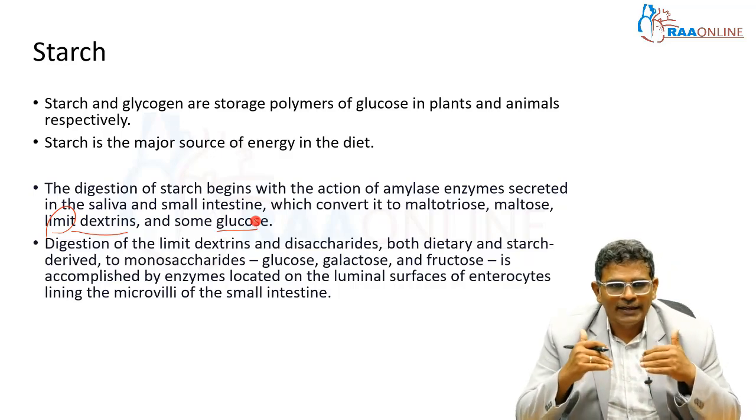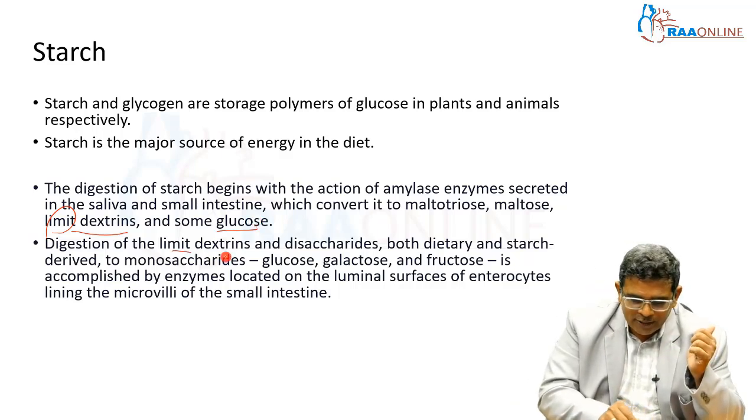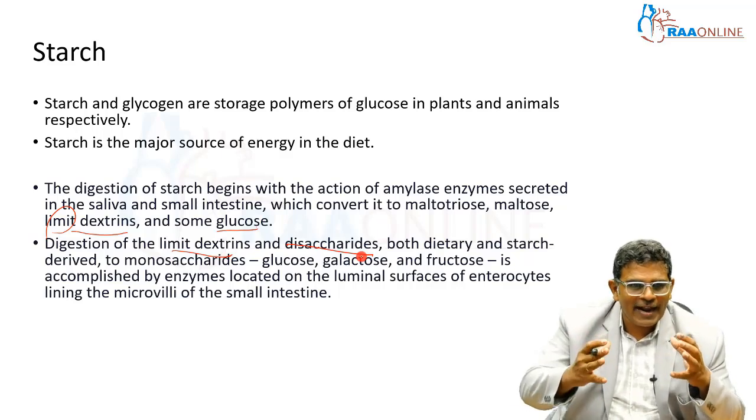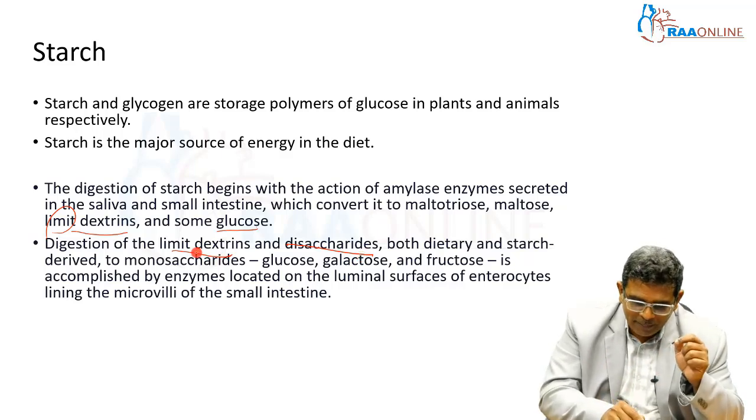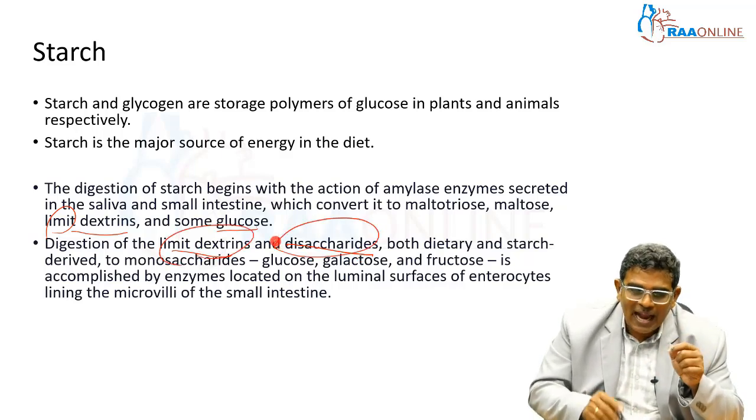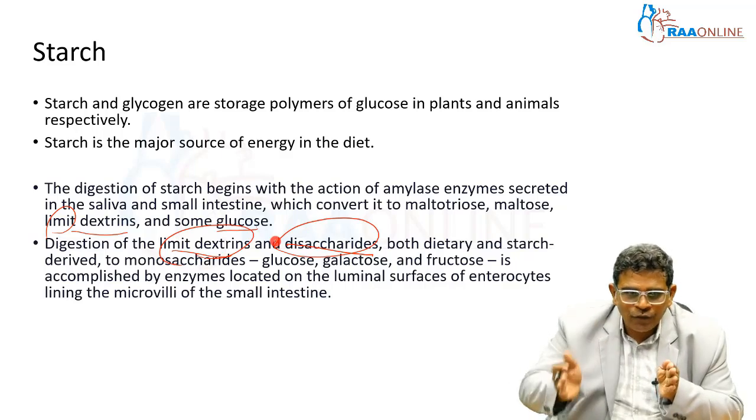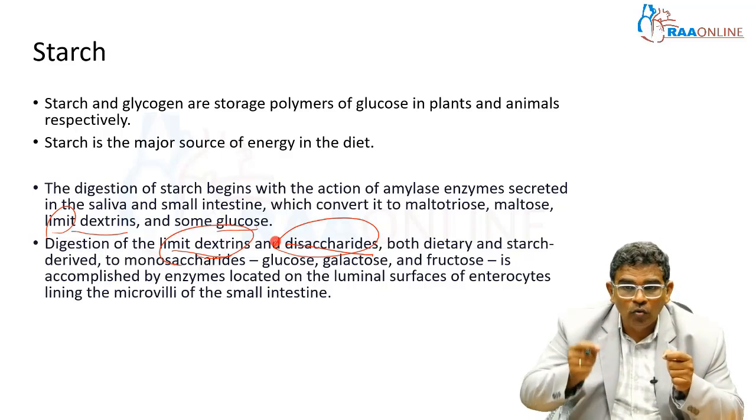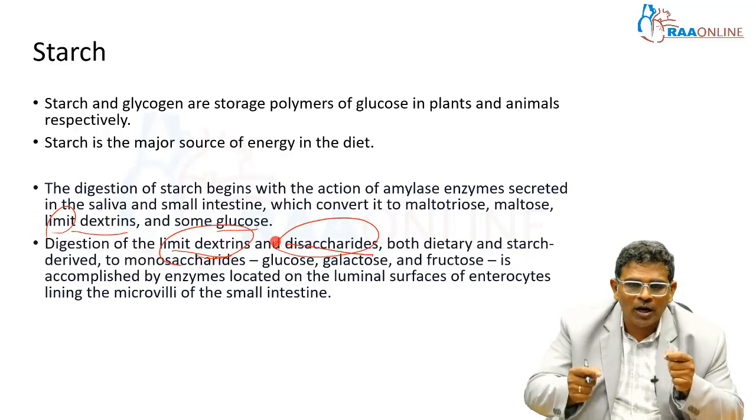After this comes the digestion of limit dextrins and disaccharides. They all get into limit dextrins and disaccharides, which come both from the diet and from starch, and these have to be converted to monosaccharides: glucose, galactose and fructose. This is accomplished by enzymes located on the luminal surface of the enterocytes lining the microvilli of the small intestine.